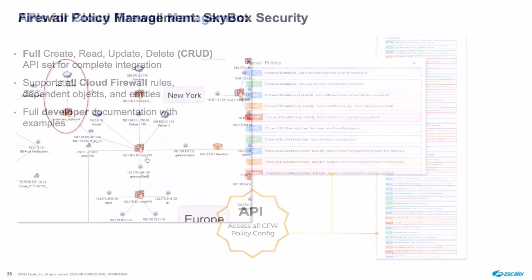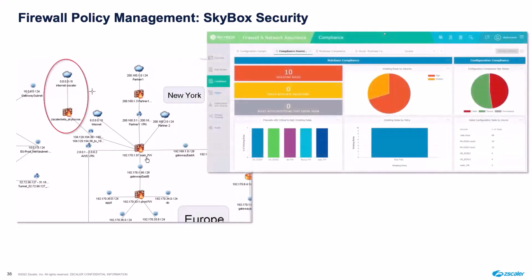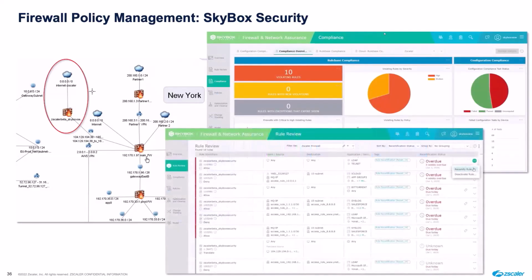One example is with our integration with Skybox. So you might have a policy for all of your locations. Skybox gives you visibility of the rules that apply for all of those objects, and then being able to extract those rules from your firewall and then push them to Zscaler and manage those firewall objects in Skybox as a central point of management reporting interface.